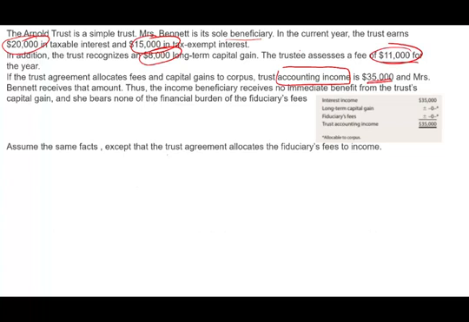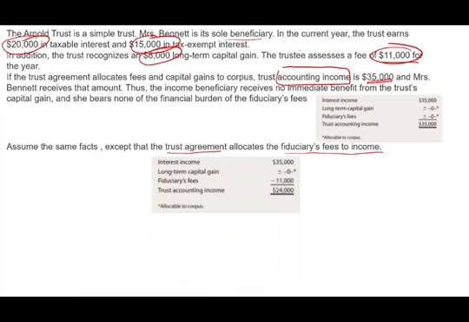Assume the same facts, except the trust agreement allocates the fiduciary fees to income. Well, we generated interest, but the interest will pay the fiduciary fees. Who decided this? The grantor, the person that created the fund. What's going to happen is this: Mrs. Bennett would receive $35,000 of interest income, then $11,000 has to be paid out of it. They will do this computation, and the trust accounting income is $24,000.